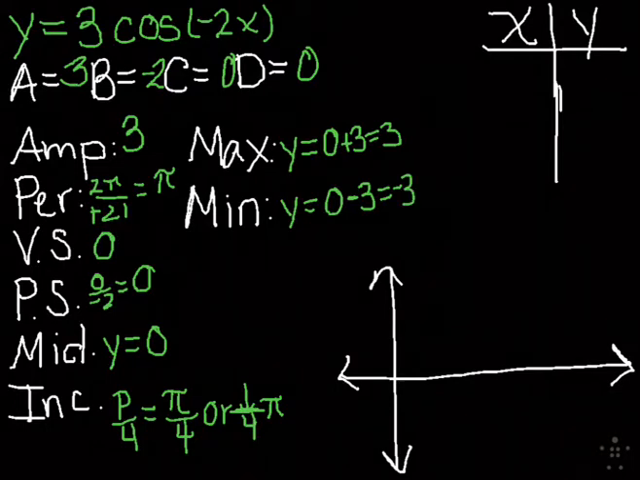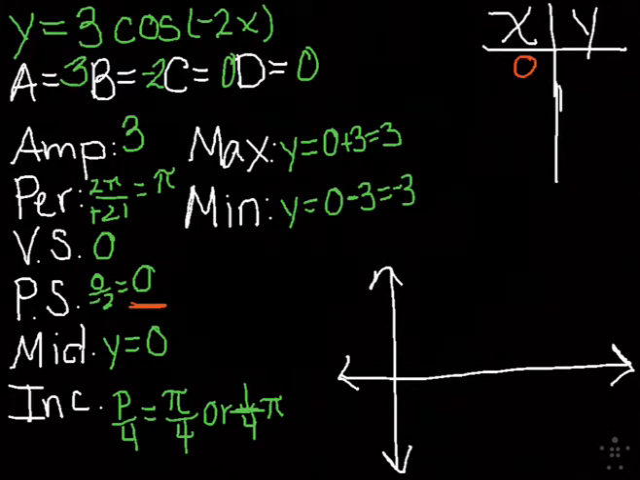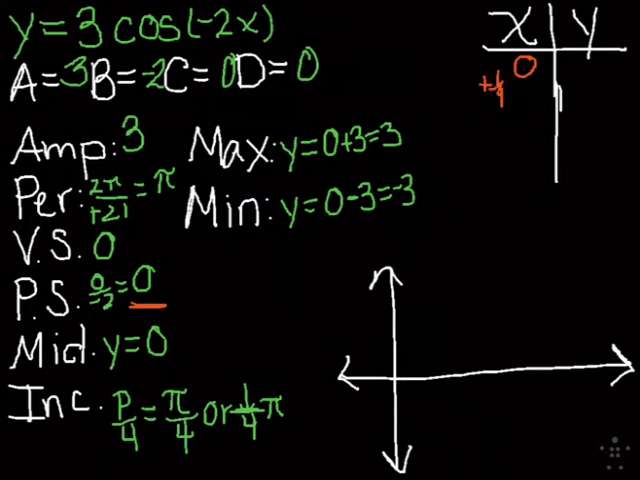All right, so now let's fill in the chart. Remember, in your chart, the first number for the x value is always the phase shift. So our phase shift here is 0. And we're going to add the increment. So we're going to add by 1/4 pi, or pi over 4, each time. If I add by 1/4 pi, I get pi over 4. I add again by 1/4, that's pi over 2. I add again, that's 3 pi over 4. Lastly, I add again, that is going to be pi.